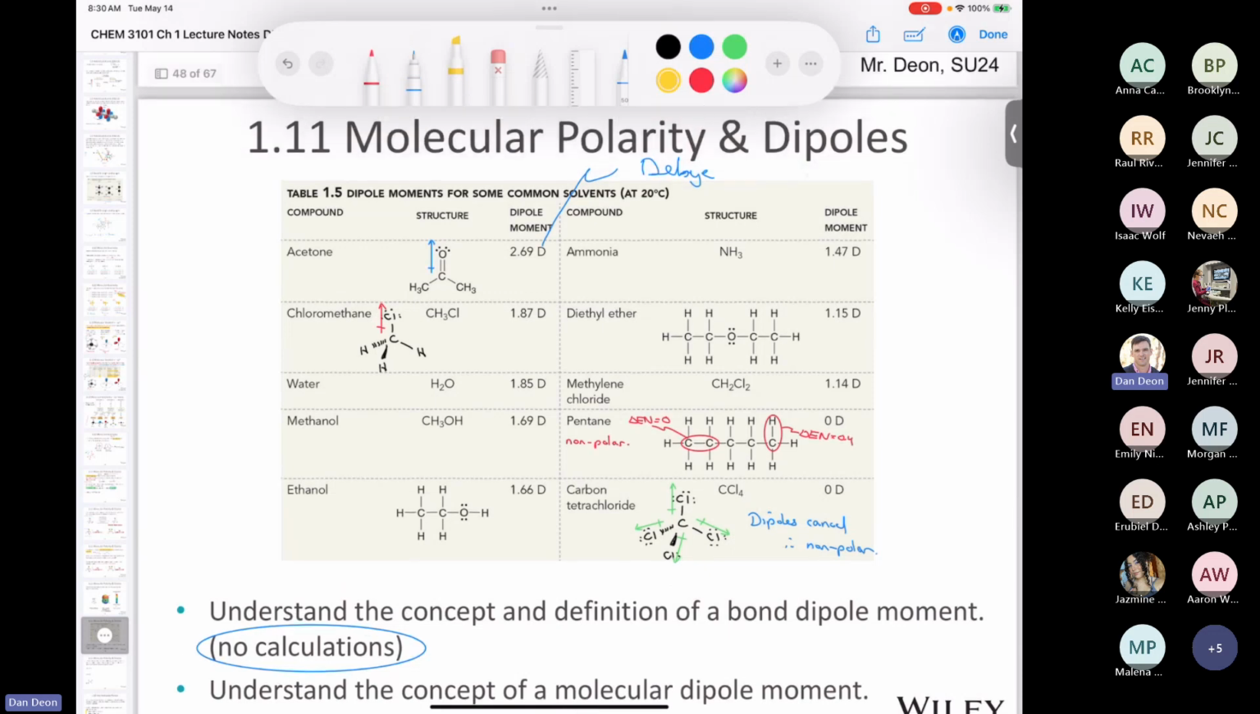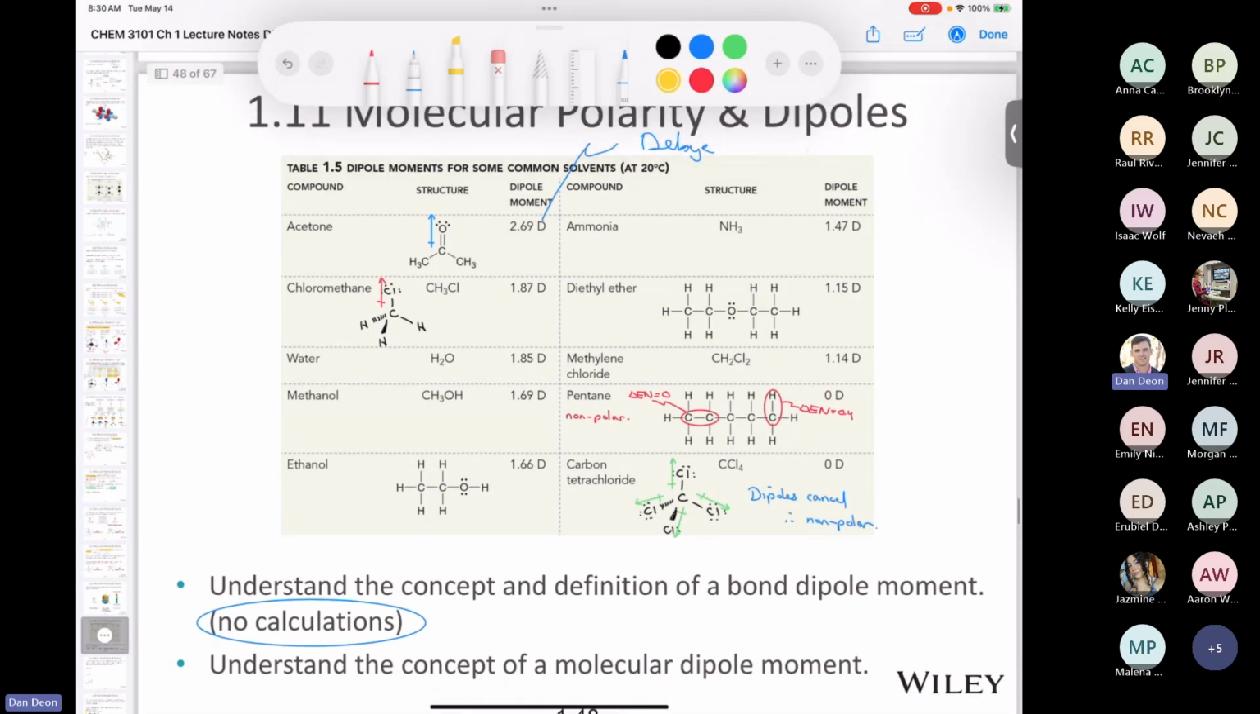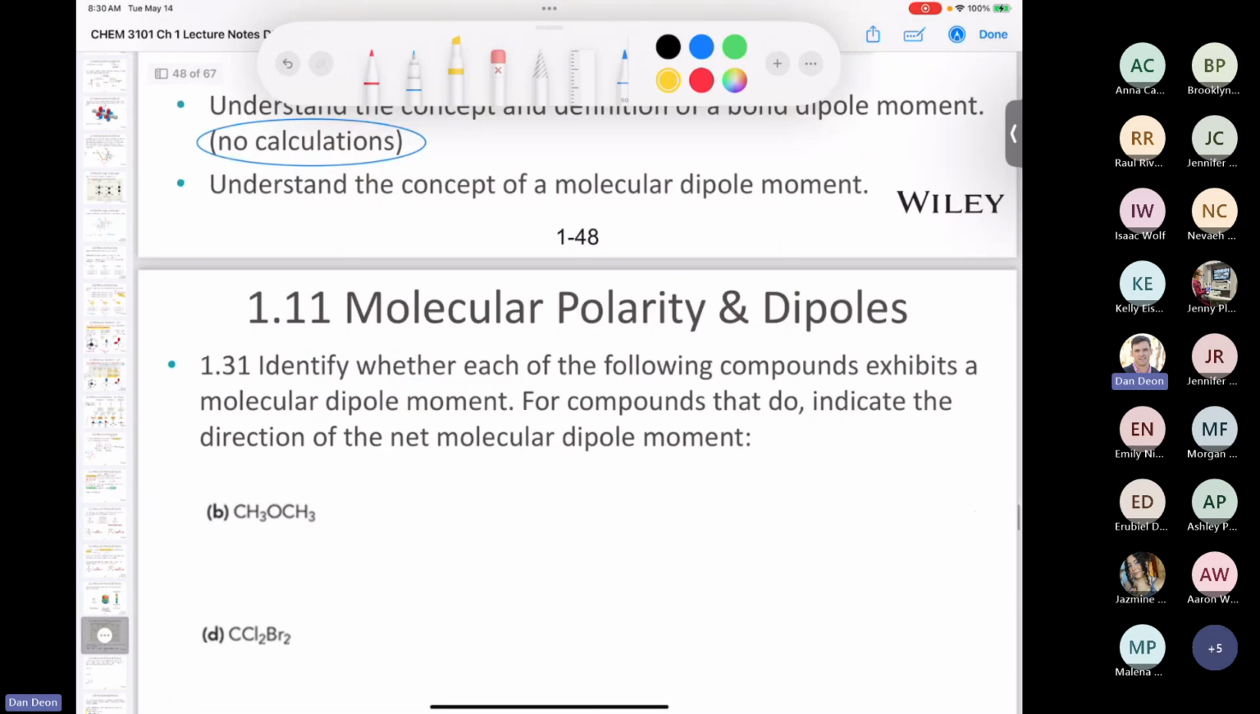So again, what's the SparkNotes version here? It says, understand the concept and definition of a dipole moment. You don't have to do any calculations. Understand the concept of a molecular dipole moment. So you have to understand what a polar bond is, and you have to be able to assess whether a molecule is polar or not by looking at its molecular geometry and assessing the dipoles within that molecule.